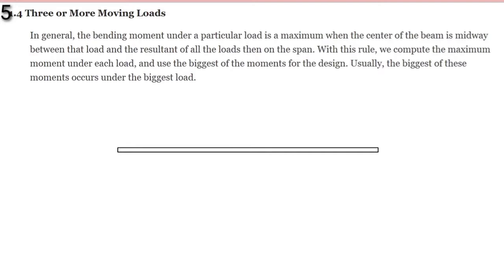Topic 1.4, 3 or more moving loads. So in general, the bending moment under a particular load is a maximum when the center of the beam is midway between the load and the resultant of all the loads then on the span. With this rule, we compute the maximum moment under each load and use the biggest of the moments for the design. Usually, the biggest of the moments occur under the biggest load.